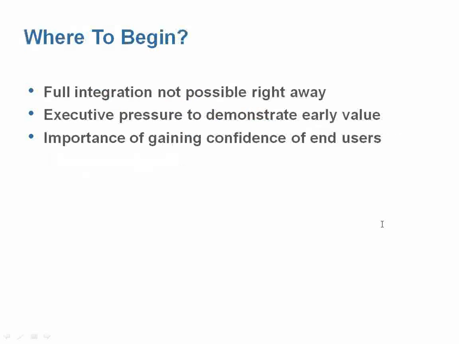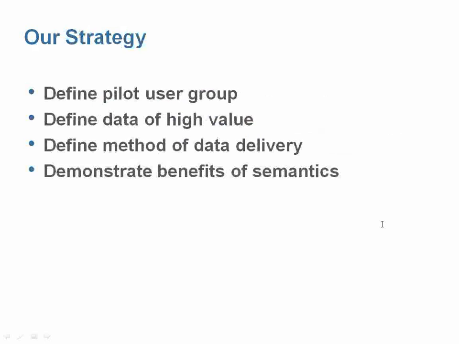But once we selected DB Motion, we had to decide where to begin. The whole problem is not possible to solve immediately. But we had executive pressure to demonstrate early value, and we also wanted to gain the confidence of our end users. So it seems like an insurmountable challenge when you set out to do it, and the question is, is there a high-value early win to be obtained that can keep momentum going and sustain the effort long-term? So our strategy to address that challenge is as follows.